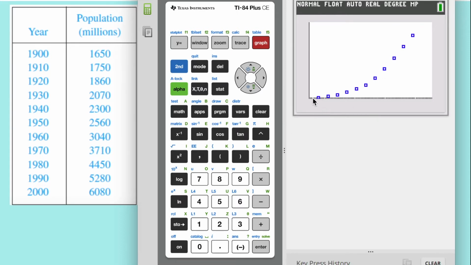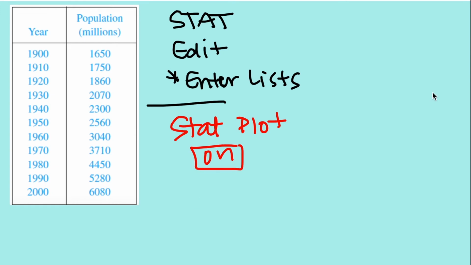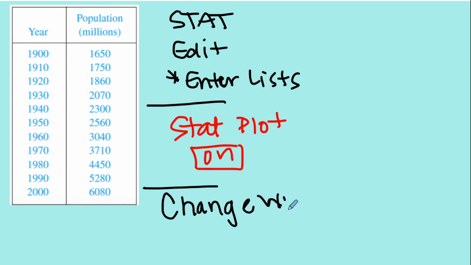If you look at this, you should see that it is exponential. It doesn't make a nice straight line, so it is an exponential regression. And so what we're going to do is figure out the actual equation for this. Okay, so after we turned our stat plot on, we changed our window to match our data.